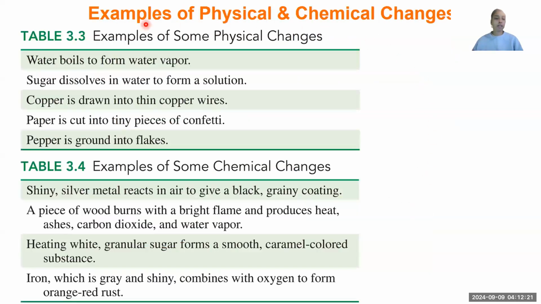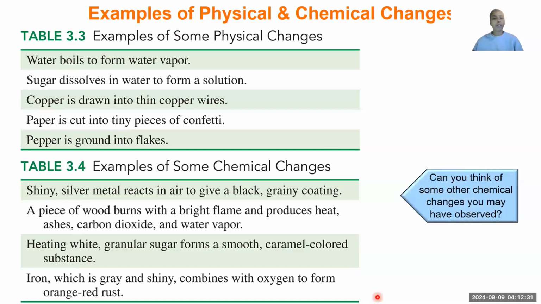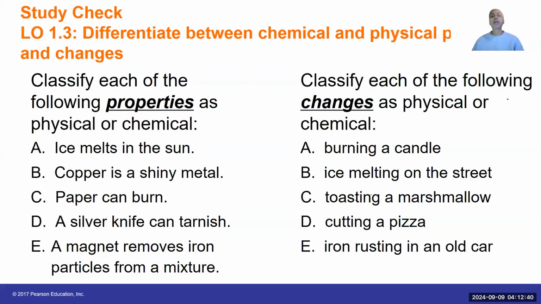You can pause the video and take a look at this slide to give you some examples of physical and chemical changes. What are some chemical changes that you may have observed? All right, pause the video and answer these questions. And when you're ready to see if you got the right answers, start the video all over again. Are you ready? Classify each of the following processes as physical or chemical.